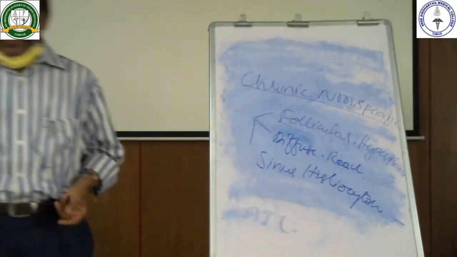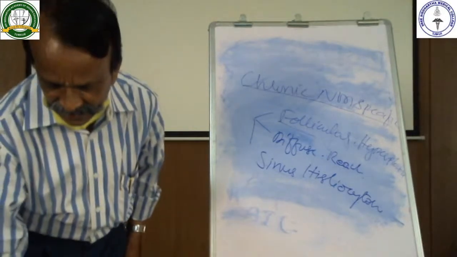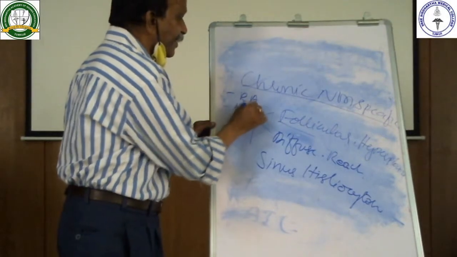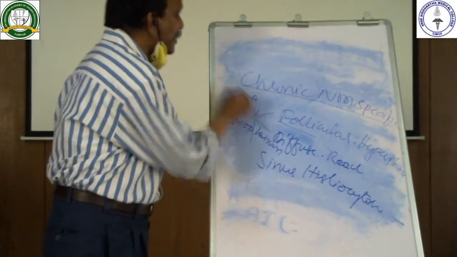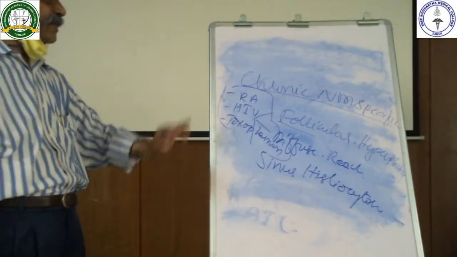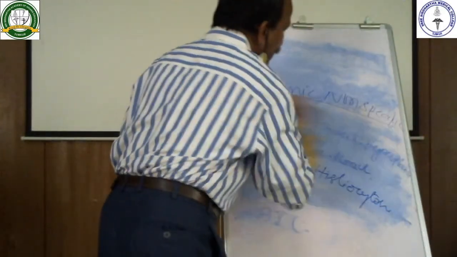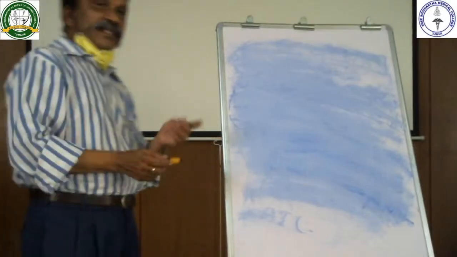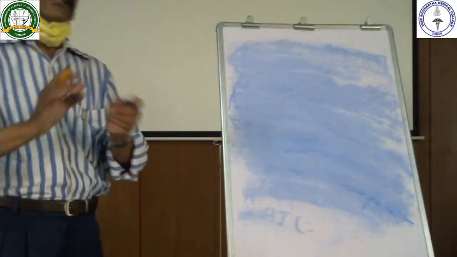Coming to the first one, follicular hyperplasia. What are the causes of reactive follicular hyperplasia? Rheumatoid arthritis, number one, then HIV infection, that is human immunodeficiency virus infection, and then toxoplasmosis. These are some examples which can cause reactive follicular hyperplasia. Some bacterial products can also cause it. Here the lymph nodes are soft to firm in consistency, and usually they are localized, confined to a single site.